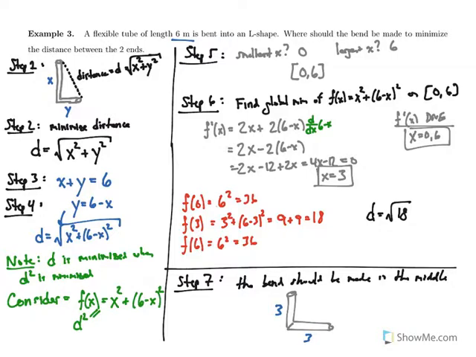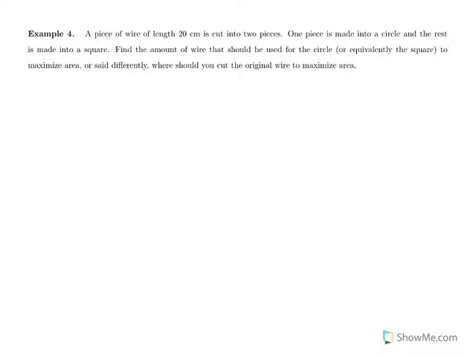All right, let's do one more problem. Different problem than that. We have a piece of wire of length 20 centimeters that is cut into 2 pieces. One piece is made into a circle and the rest is made into a square. Find the amount of wire that should be used for the circle, or equivalently the square, to maximize area, or said differently, where should you cut the original wire to maximize area?